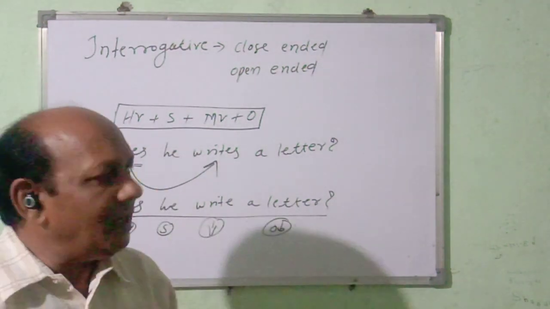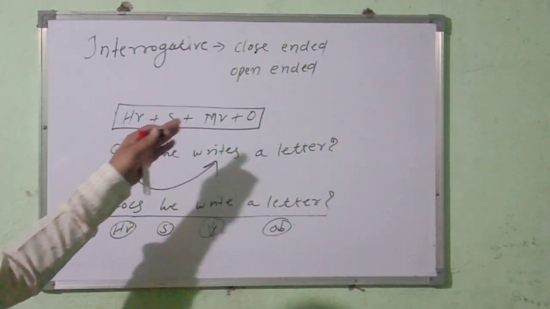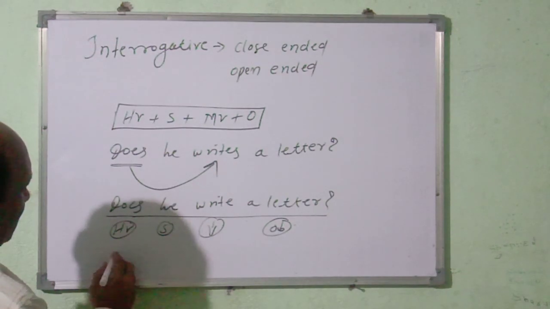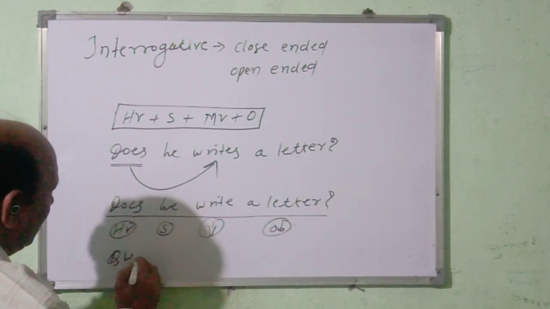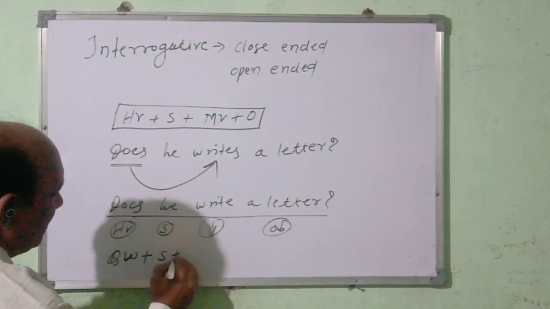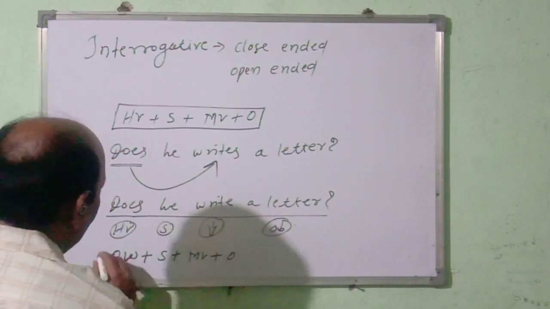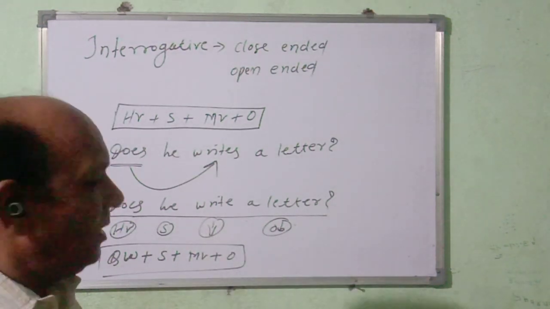Okay, what is the open-ended question? We will see. What is the structure of the open-ended question? First we have to use a question word, plus subject, plus main verb, plus object of the sentence. This is the structure of the open-ended question.